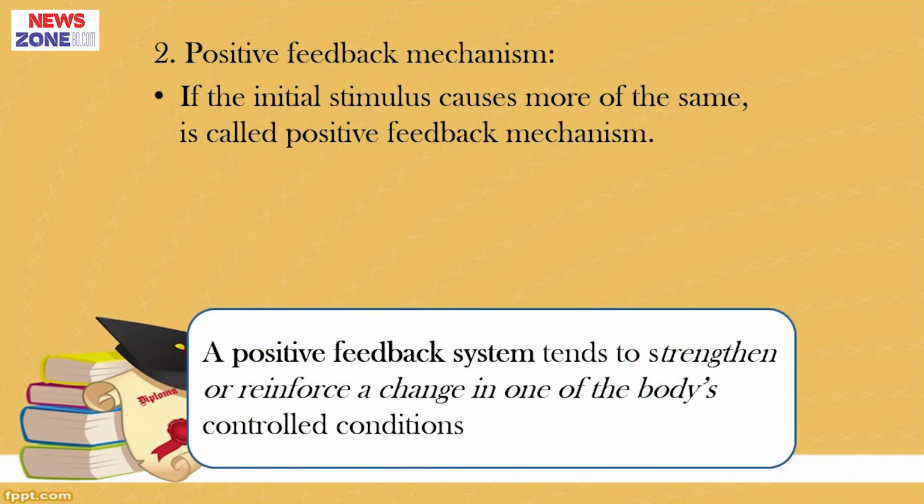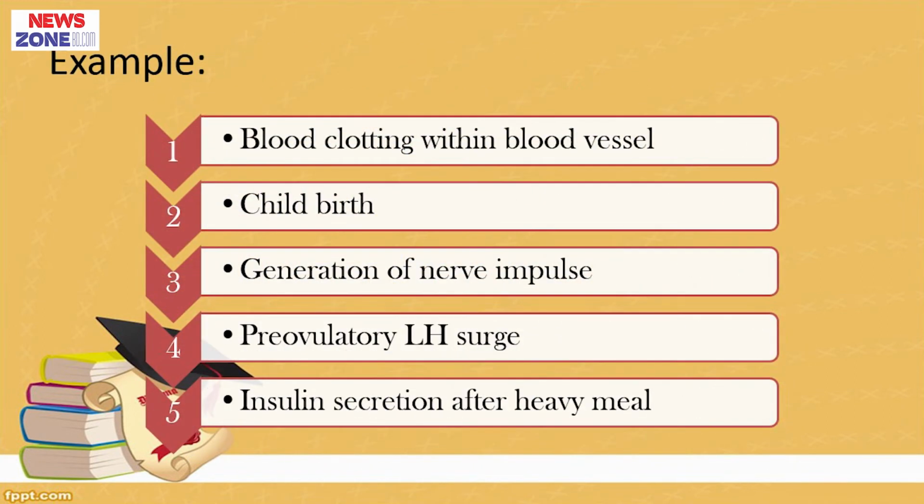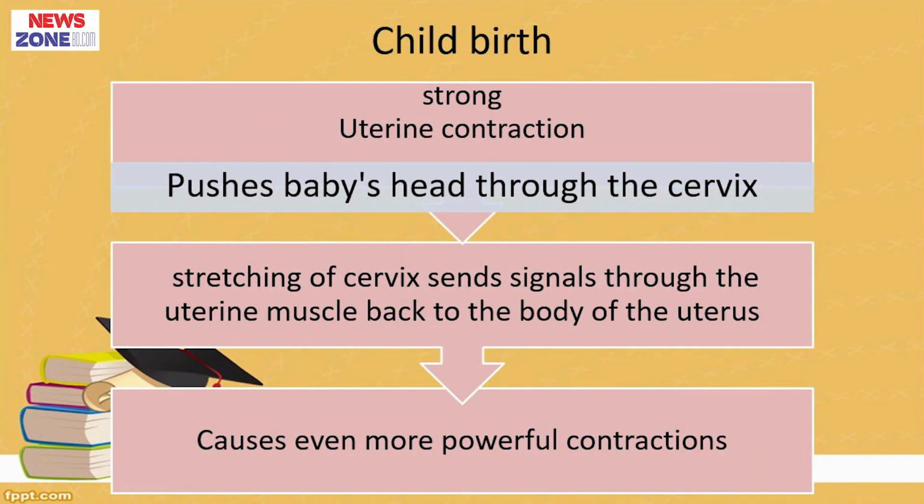Now what is the positive feedback mechanism? It is when the initial stimulus causes more of the same. This is called the positive feedback mechanism. Examples are blood clotting within the blood vessels, childbirth, generation of nerve impulses, pituitary luteinizing hormone release surge, and insulin secretion after a meal. Now we are going to discuss just childbirth.